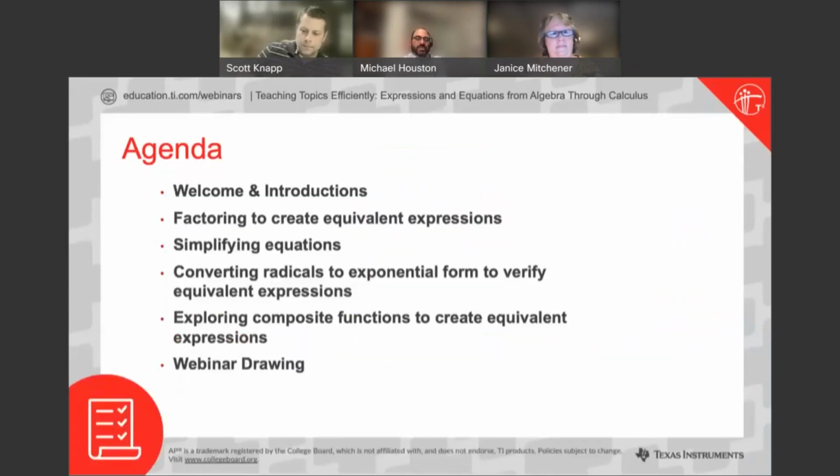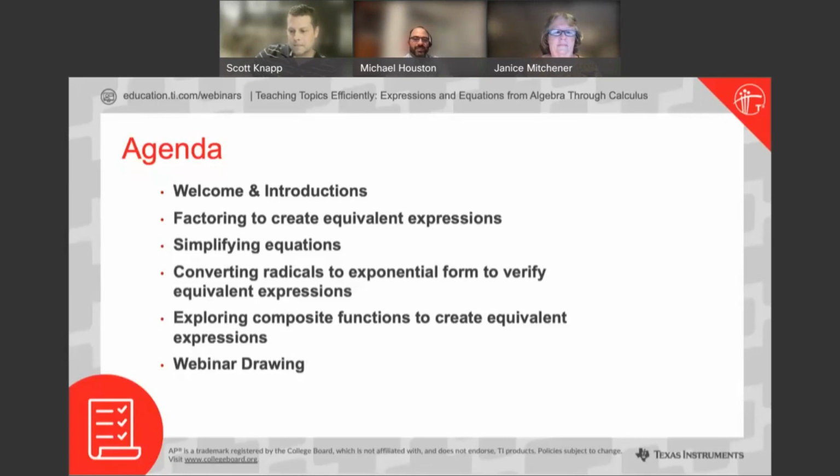And Scott, will you discuss the agenda for tonight? Yeah, I'll just give a brief rundown of what we're planning to do. I'll be starting off tonight talking a little bit about factoring and solving or simplifying some equations to help make students see some equivalents and connections. And then Jan's going to jump in with converting some radicals to exponential form and vice versa, and also some interesting things on composite functions as well. And then at the end of the night, we'll be having a webinar drawing to hand out a handheld of your platform choice to the winner.